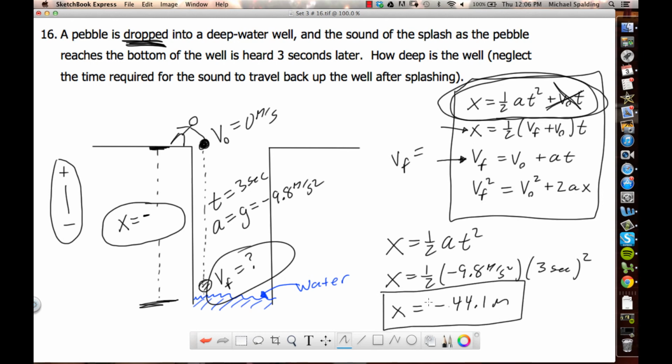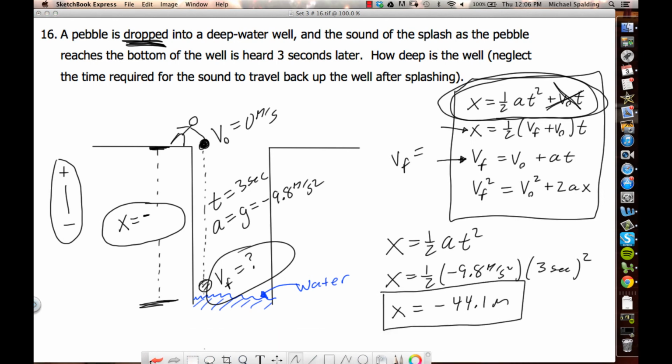44.1 meters deep. The only reason our answer came out negative is because why? Because gravity. The stone is going down, right? That's why it came out negative. Well, it's negative because of gravity. The stone is accelerating downward.